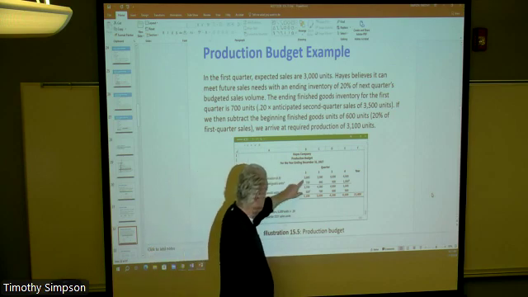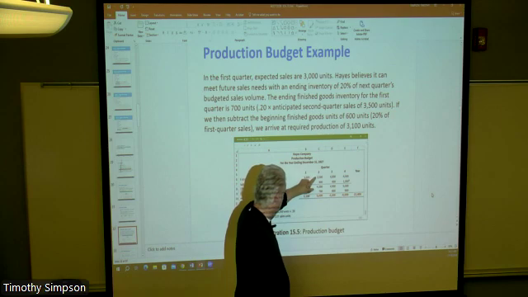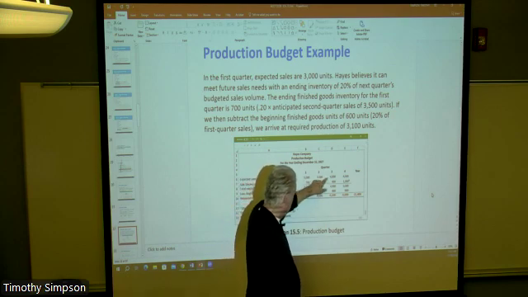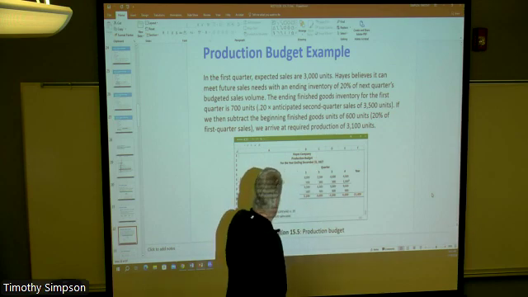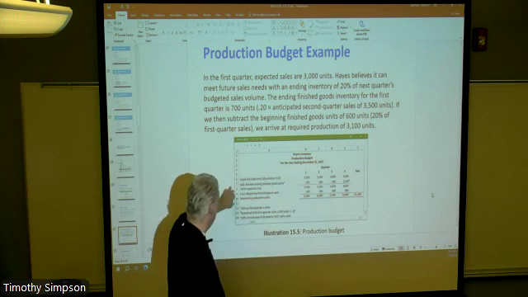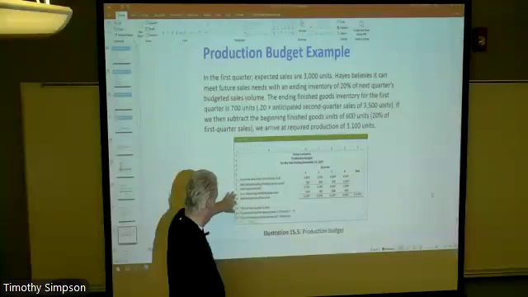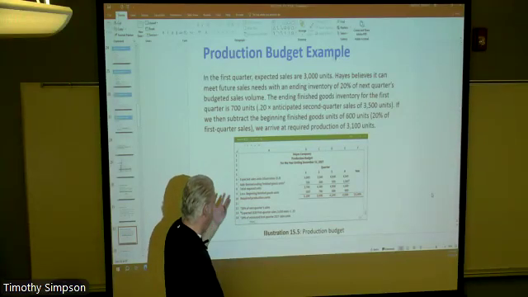So it's 20%, so 700 is 20% of 3,500. These are units of sales. 800 is 20% of 4,000. We did all this the other day, but you get the idea. And then we have some beginning finished goods, which we inherited from the previous quarter.